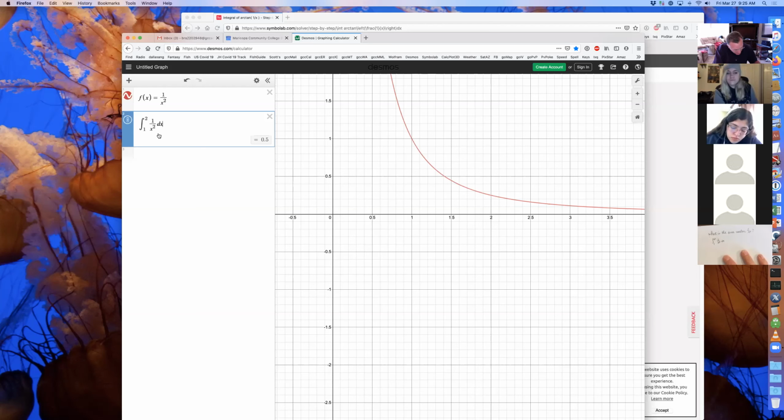How do I do 1 over x squared? It's just the power rule. So x must have been to the -1 power. I need a minus to take care of it. And then from 1 to 2. So I get plugging in 2, minus 1/2, minus plugging in 1, minus 1, minus 1/2 plus 1, equals 1/2.